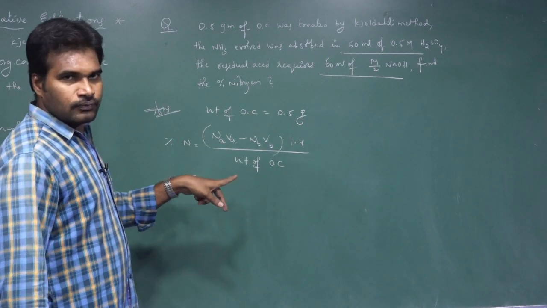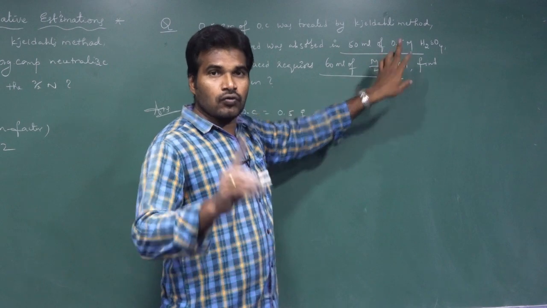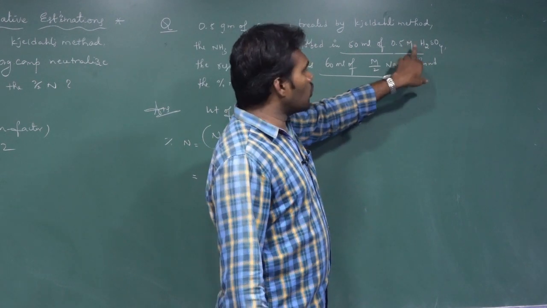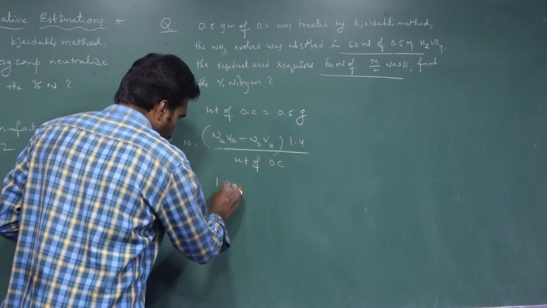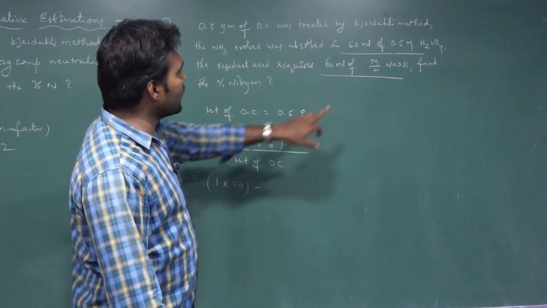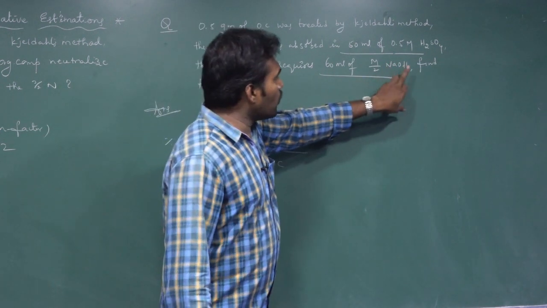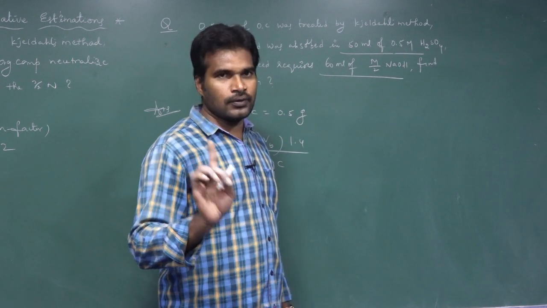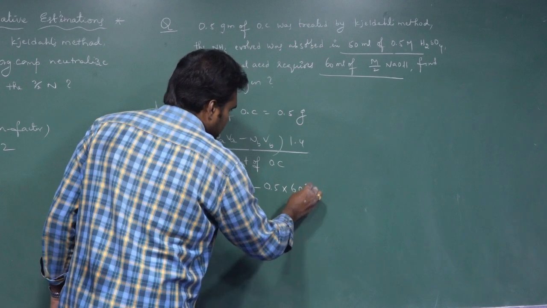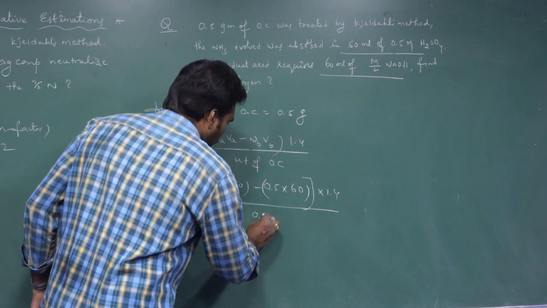Now tell me, Na, for acid H2SO4, means normality of acid, but they gave molarity. I told you how to convert the molarity to normality: normality is equal to molarity into N factor. Its N factor was 2. 2 into 0.5 is 1. Normality of acid is 1, into volume of the acid 50, minus Nb, normality of base, but here molarity of base is given. How much? 1/2 molarity, 1/2 means 0.5. But NaOH is a monoacidic base only, so its N factor value is 1 only. So 0.5 into 1 is 0.5 itself. So 0.5 into volume 60, into 1.4 divided by weight of the organic compound 0.5.